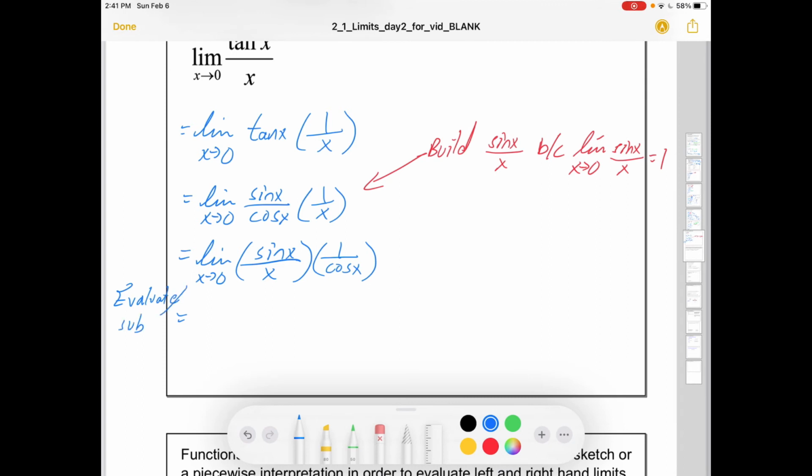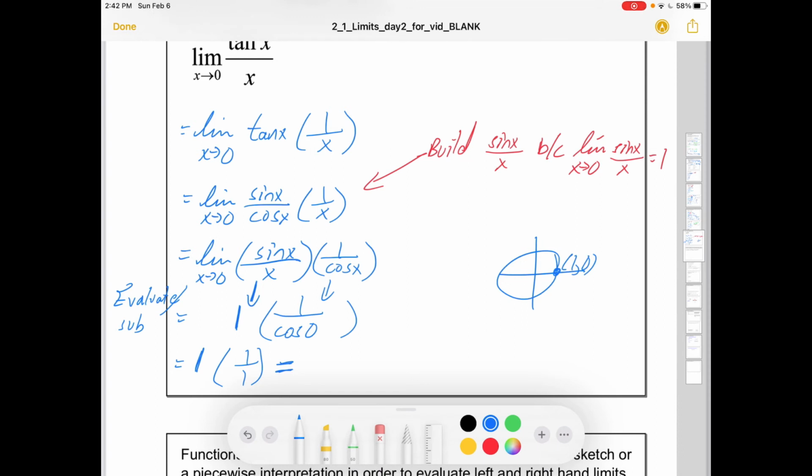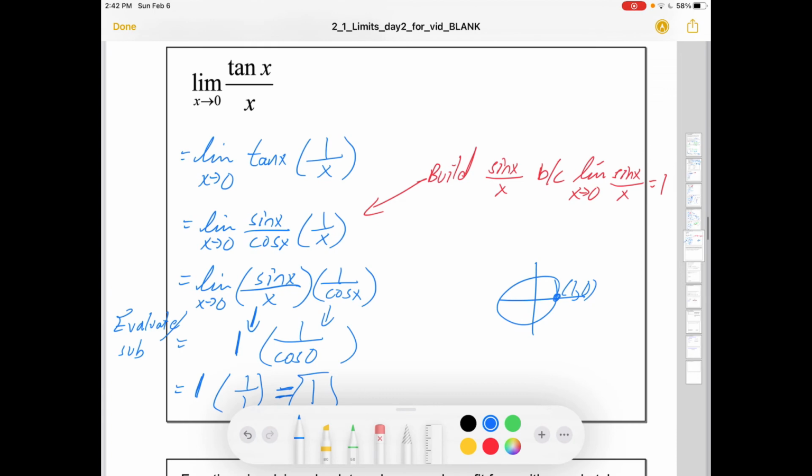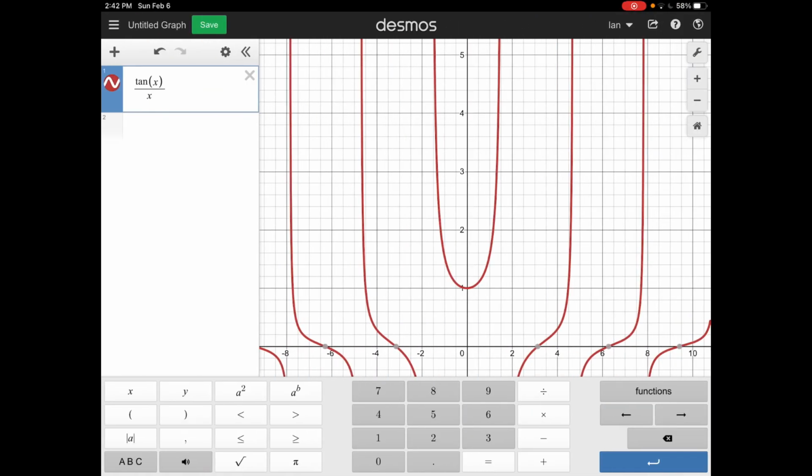Can't really sub in 0 in the first one, but we know as x goes to 0, sine x over x becomes 1. This one here becomes 1 over the cosine of 0. And the cosine of 0 is not 0. You can double check it in your calculator. You can think about the unit circle. Okay. The cosine of 0 is 1. So this is also going to give us a limit of 1, which we can also verify graphically. There you see it. Limit of 1 as x goes to 0. Neat looking graph too.